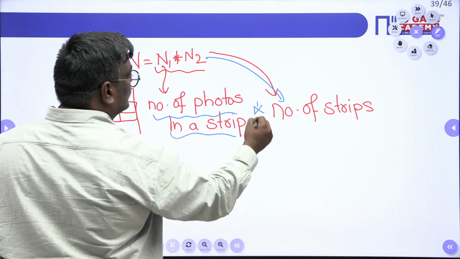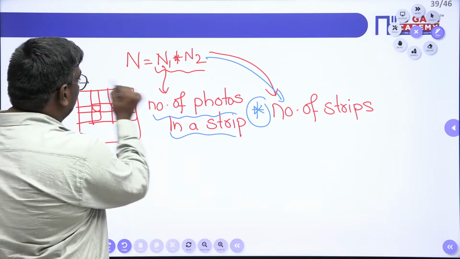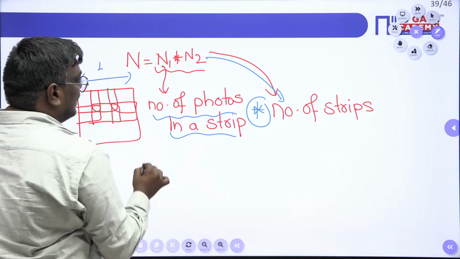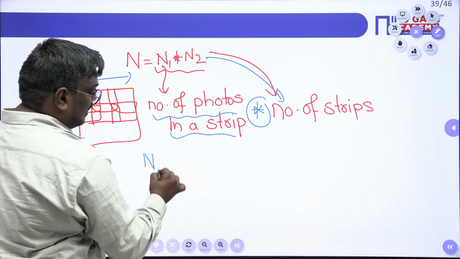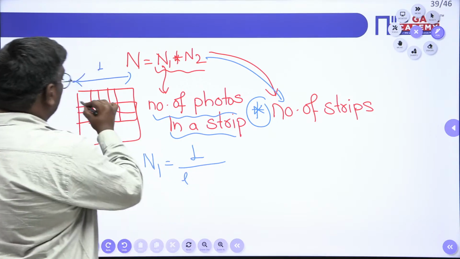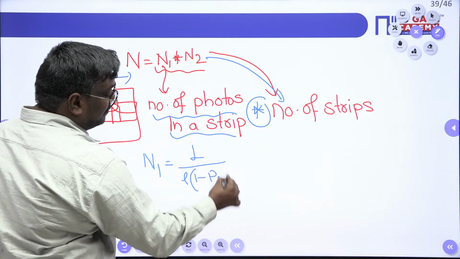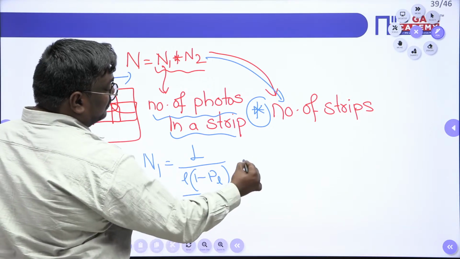So if you do this calculation, you will get the total number of photos. The number of photos in a strip, if the total length is L, n1, is taken as the total length in the direction of the photo. Then what is the effective width of each photo, my dear students? It is L into (1 minus PL by S) plus 1.